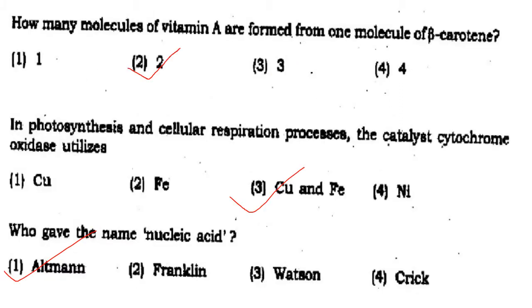Now how many molecules of vitamin A are formed from one molecule of beta carotene? Answer 2.